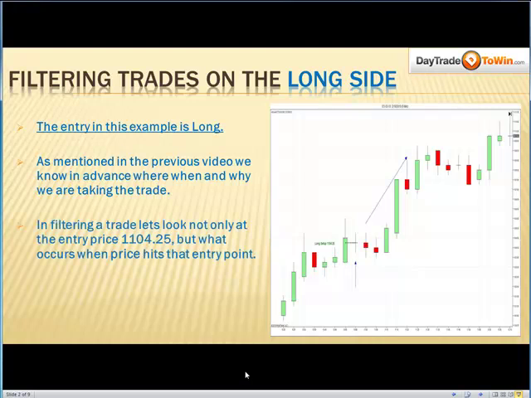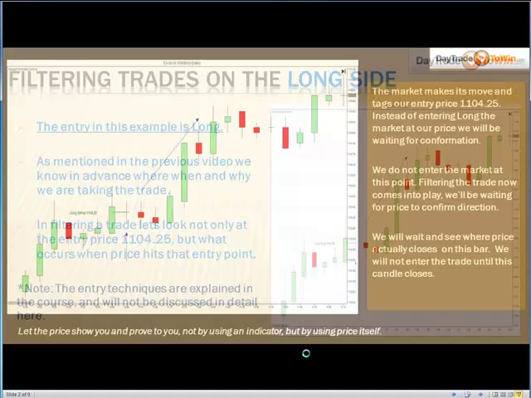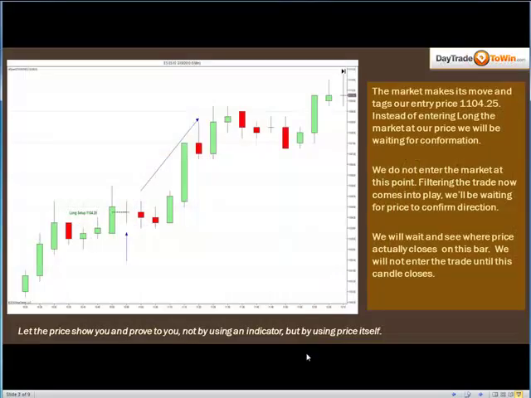Now in filtering a trade, let's look not only at the entry price, 1104 quarter, but what occurs once the market actually touches that price or hits that entry point. I'm not going into detail here in these videos on the entries because they're discussed in the course, but I am going to show you the filtering method itself, okay? Now, with this long example, the market makes its move and tags our entry price 1104 quarter, so it actually touches our price. So now we look to see how we filter this trade.